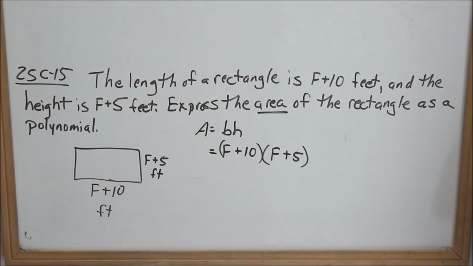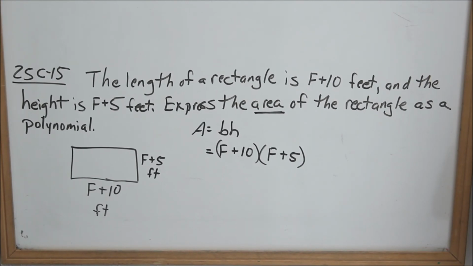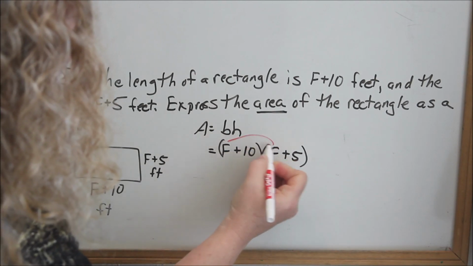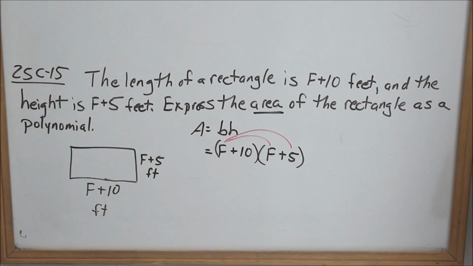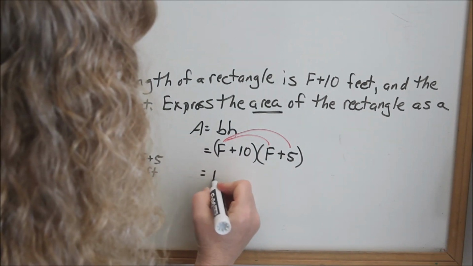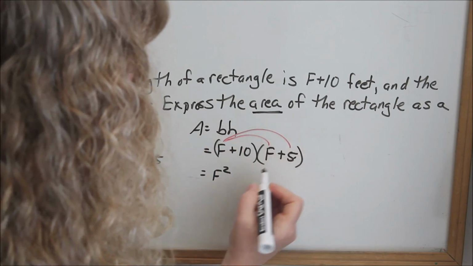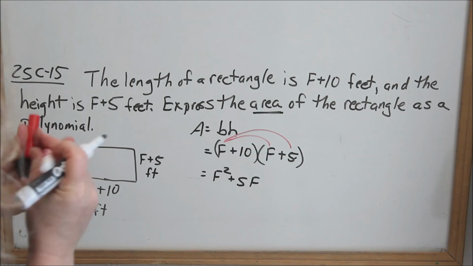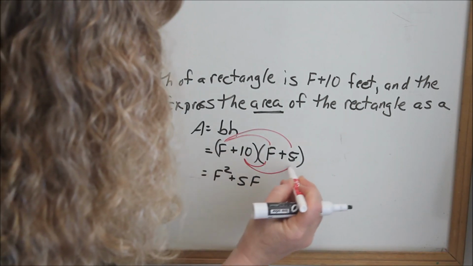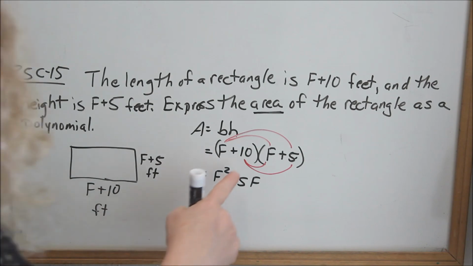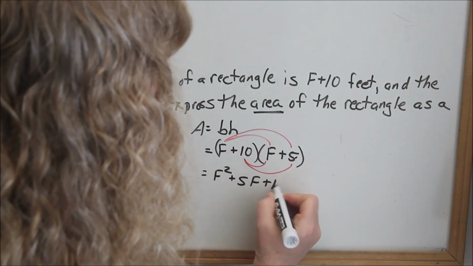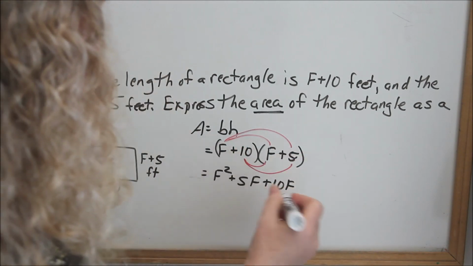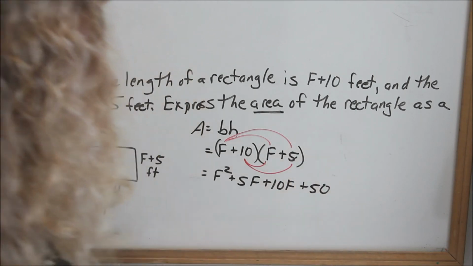It's base times height. So I'm taking these two binomials and multiplying them together. How do I multiply binomials? FOIL. All I do is take this first thing and distribute it to the second parentheses. So f times f would be f squared. F times a positive 5, positive 5f. Now let's take our 10 and distribute it to both things in the second parentheses. Positive 10 times f, positive 10f, positive 10 times positive 5, positive 50.